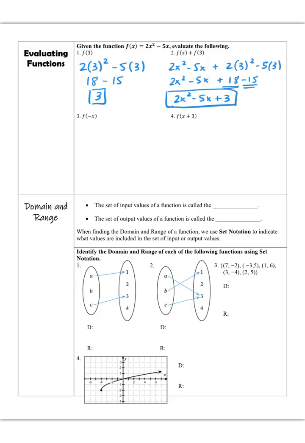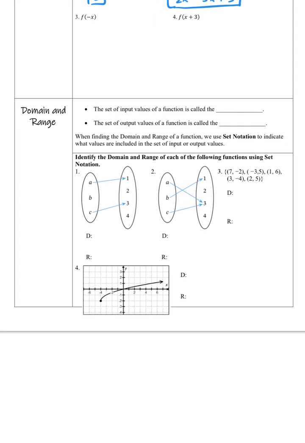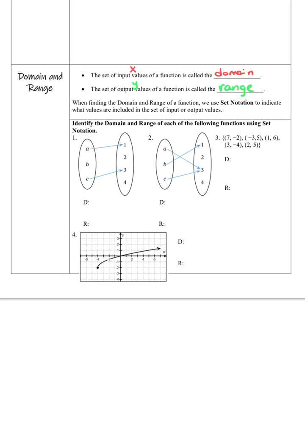Okay, the same thing would be true for 3 and 4, but I'm not going to do those for you because otherwise the video will be way too long. Okay, so the input values of a function, or the x values, are called the domain. The output values, or the y values, are called the range. So there's a bunch of different ways that we notate a function.